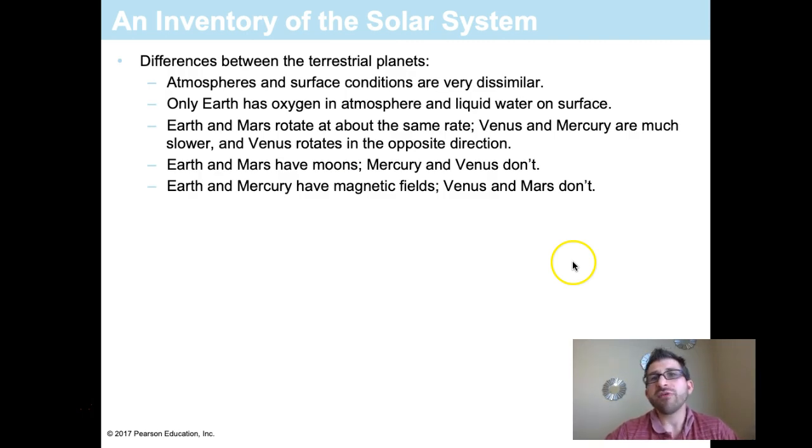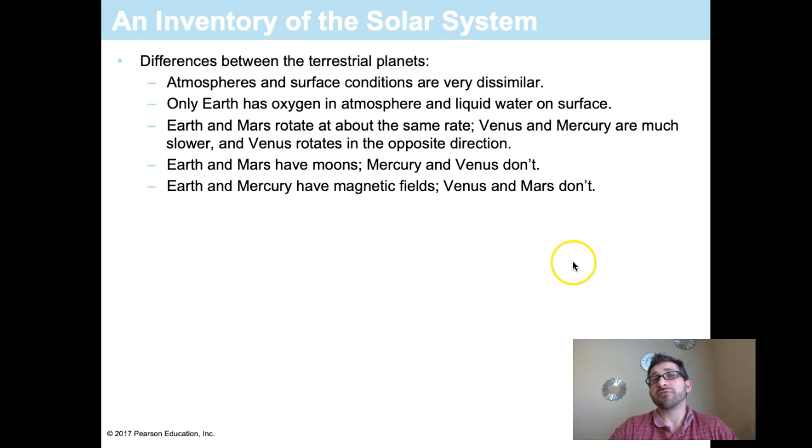Now, within the terrestrial planets, we also have a number of various different things that can happen. We have differences in atmospheres and surface conditions. We have differences in the having oxygen and liquid water like Earth has. No other planet in the solar system appears to have the same qualities, which we think are important for life. And Earth as a life-sustaining world, a habitable planet, is something that we're going to talk more about when we get into extrasolar planets, planets outside of our solar system, in a later lecture.